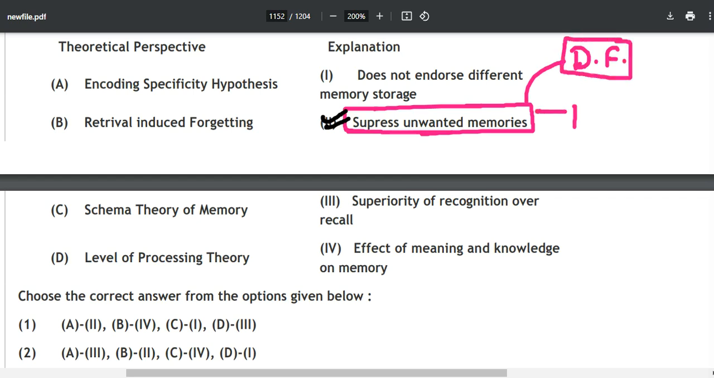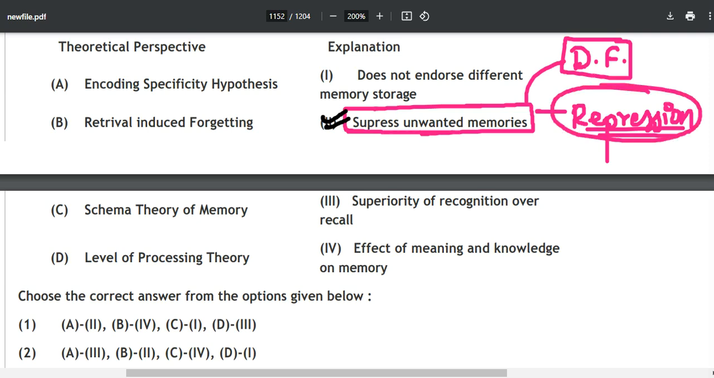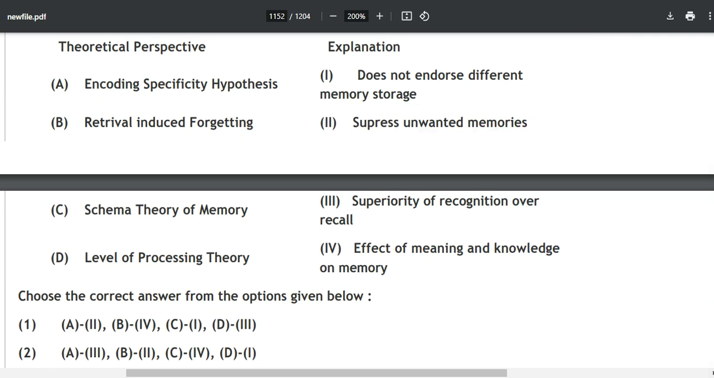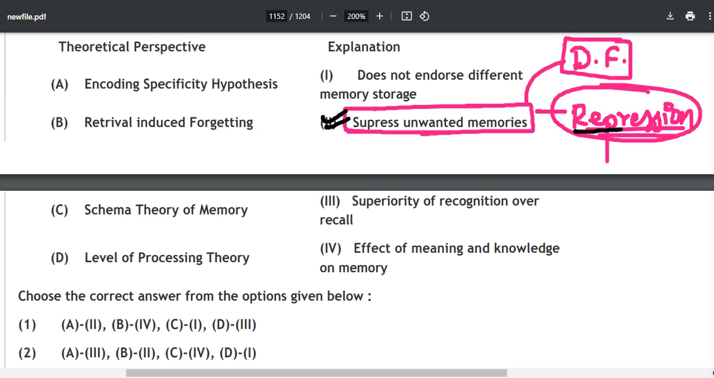When we talk about what? When we talk about repression. What is repression? Suppression of unwanted memories. Those memories, bad moments, emotional moments, which you don't want anymore in your life. So you use repression as a defense mechanism. Okay, that is another case.